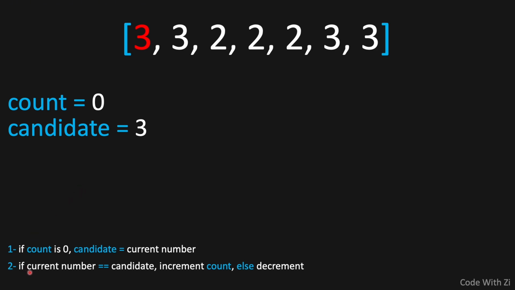We're gonna say if current number is equal to candidate, well, yeah, current number is 3 and candidate is 3, so we're gonna say increment count. So count is gonna be 1, like so. Then we're gonna move on to the next round.